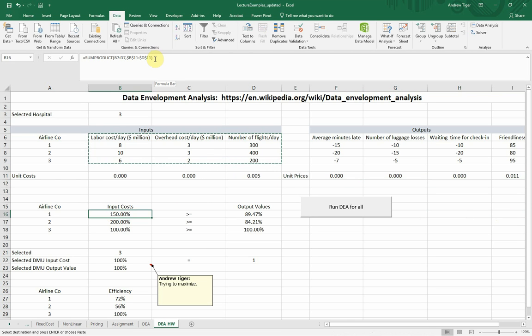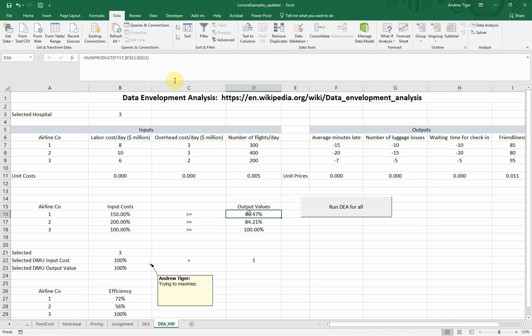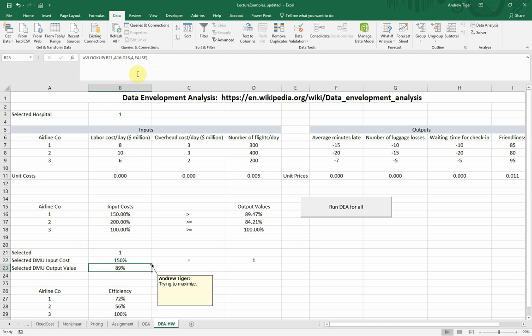Your input cost function, if you insert a column, is those. You copy that down for all 3, and then your output is those. Copy that down for all 3 airlines. Then you use some VLOOKUPs so that if you pick the first one, then your input cost VLOOKUPs and looks up this number. It looks up the output, doing another VLOOKUP to get this value if it's the first one.